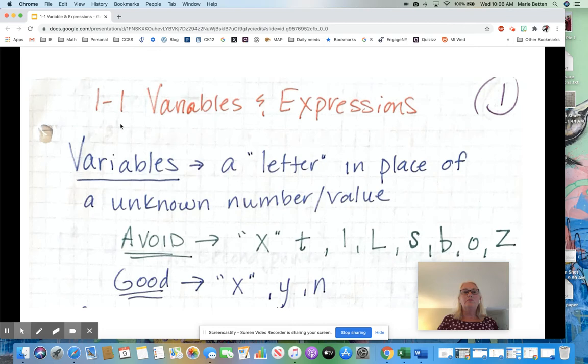As we move through the year and through the chapter, my page numbers will never match yours. I write much larger than students do in their notebooks.